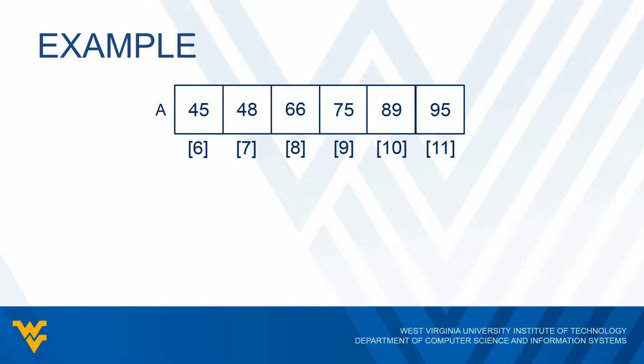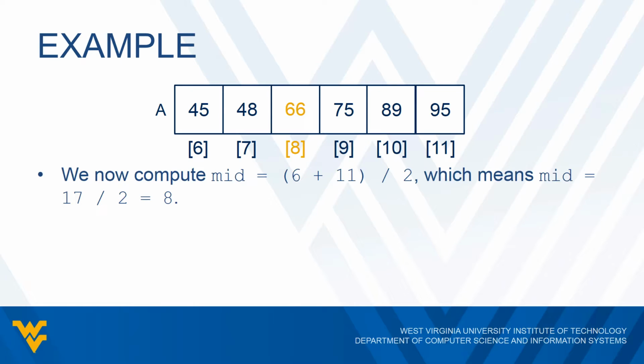Here's our new search area. Since we don't need to check the lower half, I just chopped it off for visual purposes. So our low is going to be 6, our high is still 11, and our key is still 75. Now we're going to compute mid again. That's going to be 6 plus 11, so that's 17, and we divide that by 2. That's technically 8.5, but that becomes 8 when you're dealing with integer math. So we have our mid.